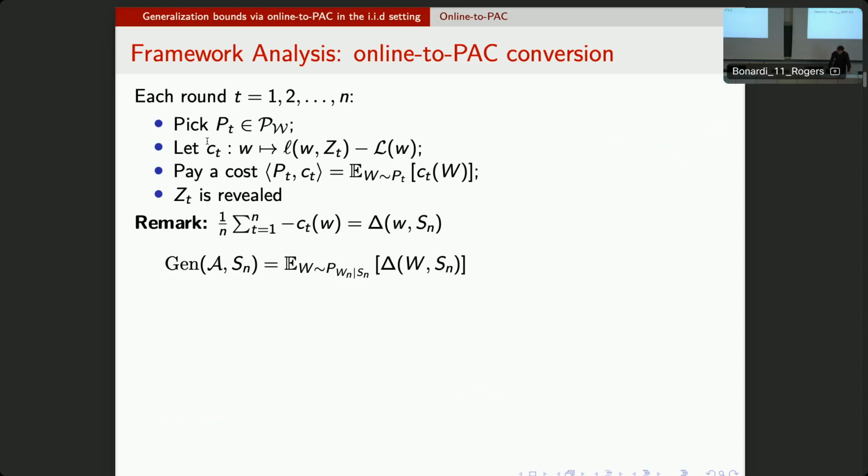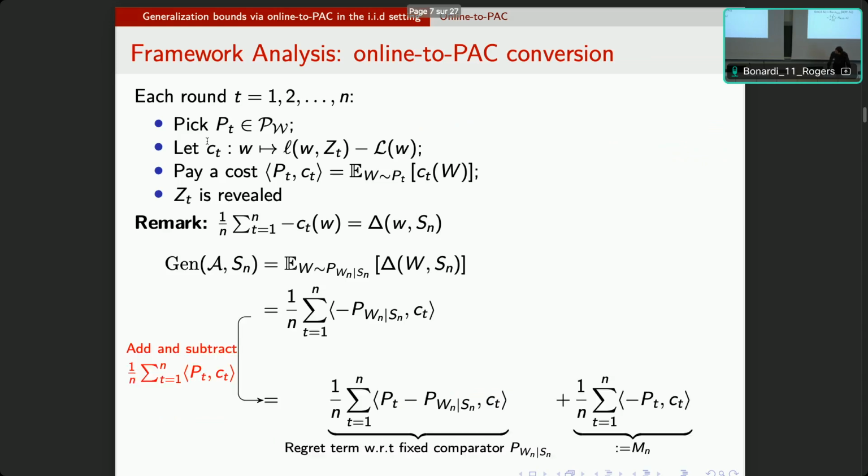So in particular, if I rewrite the definition of the generalization error I gave in the previous slide, I have the following immediate equality with respect to the dot product that I defined above. And now, if I add and subtract the cumulative cost of the learner over the rounds, I have the following identity, which is the famous online-to-PAC conversion.